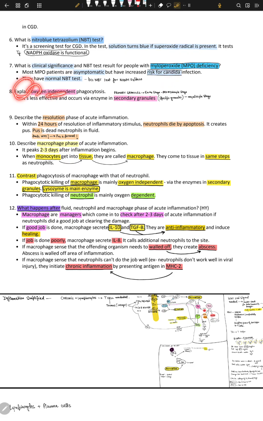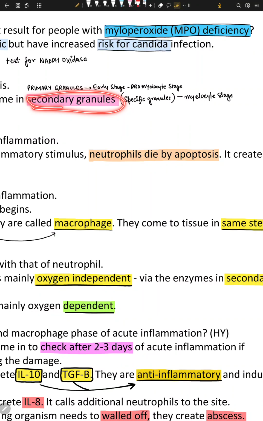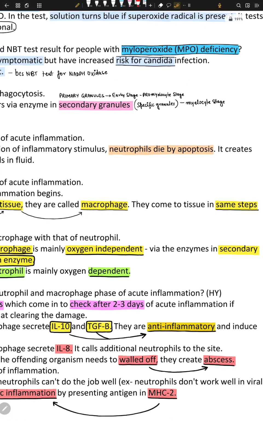Explain the oxygen independent, the other pathway. It's a less effective pathway, occurring via enzymes in secondary granules, okay? What are secondary granules? These secondary granules are specific granules, okay? They are present at the myelocyte stage of hematopoiesis. If I'm saying there are secondary granules, it means there are primary granules as well. What are primary granules? Primary granules are the granules that are produced in the early stage, the promyelocytic stage, right? They are promyelocytes. They will make myelocytes.